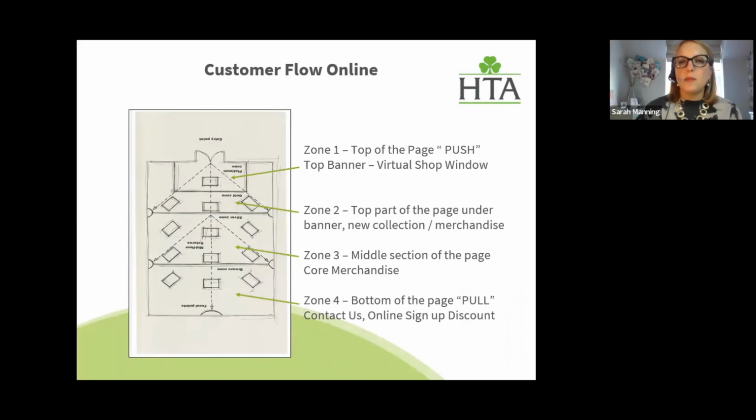So all of you will be familiar with obviously this kind of plan, which we looked at on one of our live classes. So for this exercise, I've turned it around the opposite way. So we've got the entrance, if you like, at the top, but also we're taking our customer through the page to the bottom of the page.